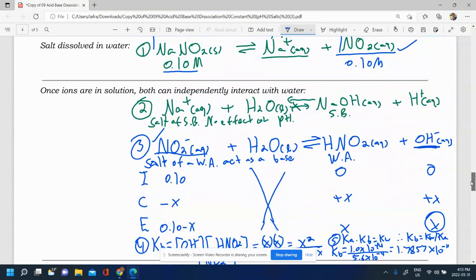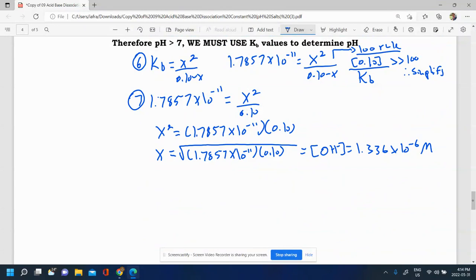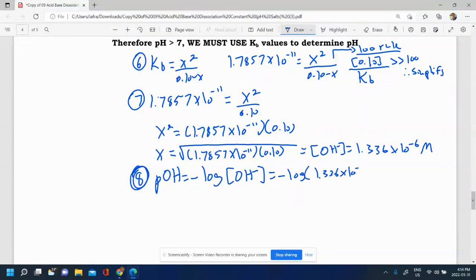Now remember, the question is asking us for the pH. So we can't find the pH right now, but we can find the pOH. And then from there, we can find the pH. Or you could also do the Kw is equal to H plus times OH minus, solve for H plus, and do the pH from there. But we'll just find the pOH. So pOH is negative log of the concentration of OH minus, which is a negative log of the 1.336 times 10 to the power of negative 6. So we get about 5.874.